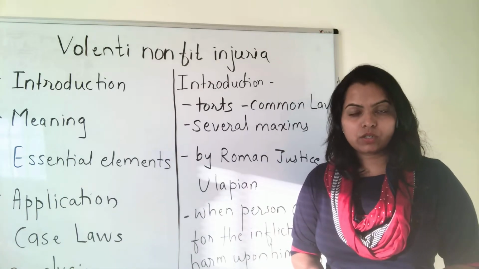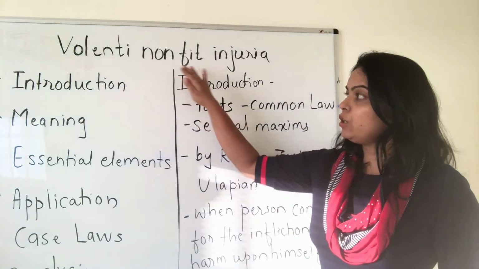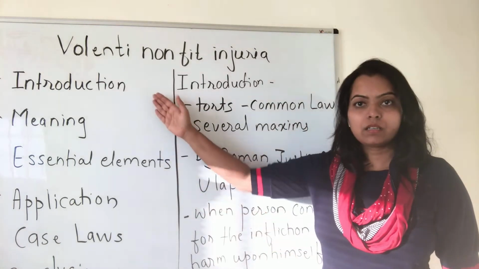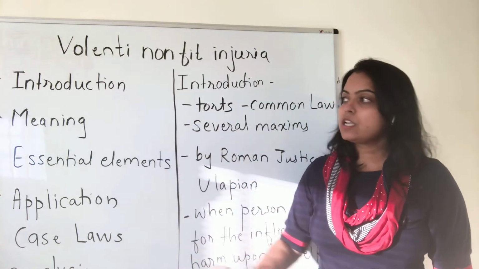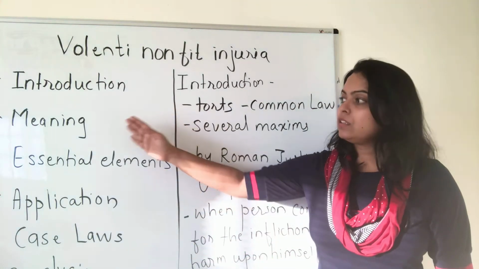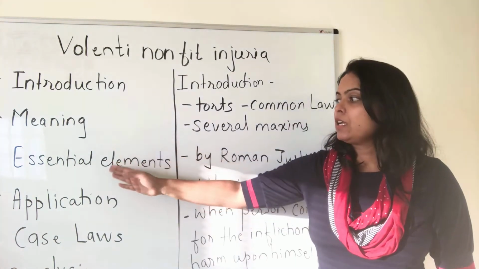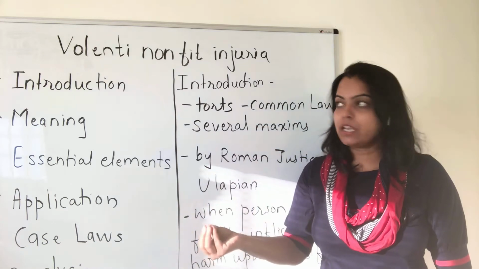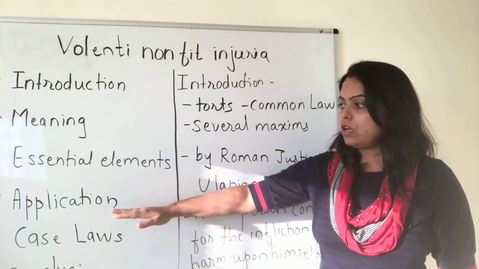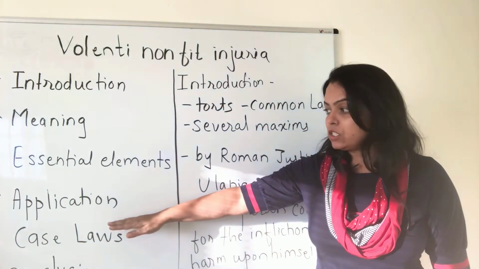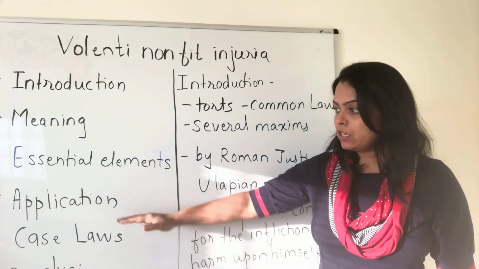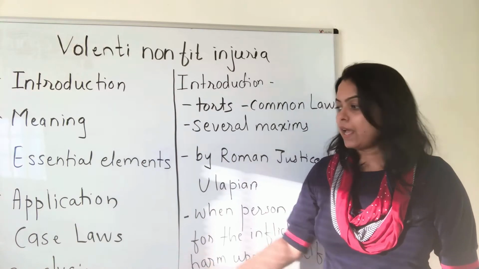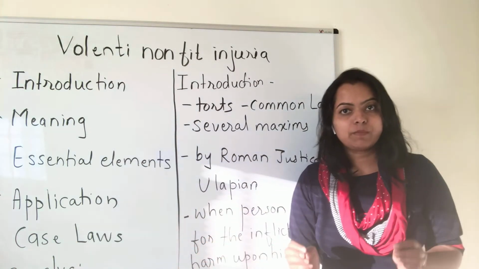If there is a question on this maxim volenti non fit injuria, you are supposed to write your answer in some points. So what are the points? We'll start with the introduction, then the meaning of the maxim, essential elements which are necessary to make a case for volenti non fit injuria, application, or in which cases this maxim is applied. Next point is different case laws, and then we will conclude. So let us begin with the introduction.